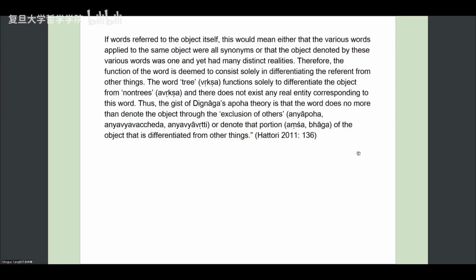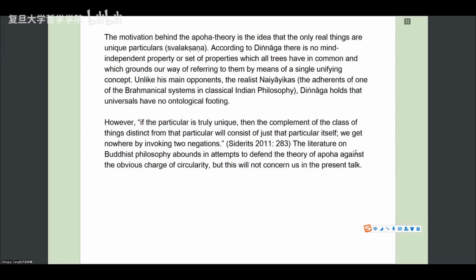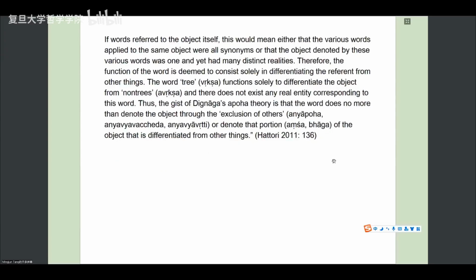The exclusion of others. So the word cow does not denote a cow or the set of cows. It denotes the exclusion of non-cows. Okay. So then we can take the next slide.